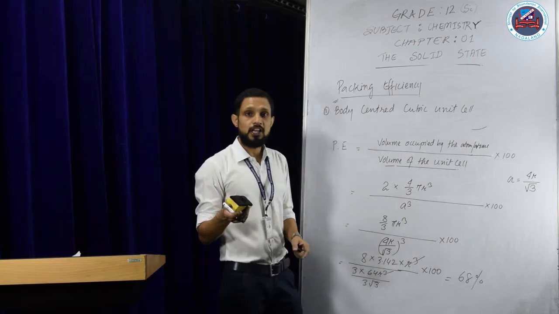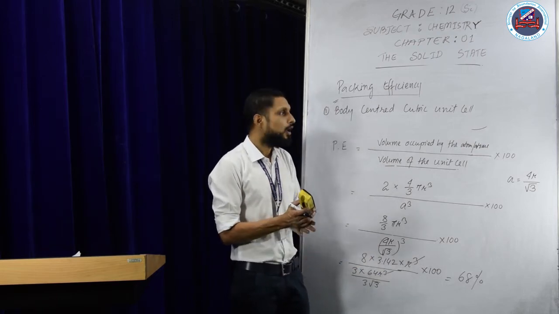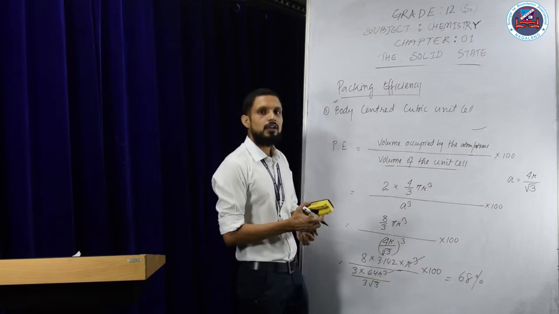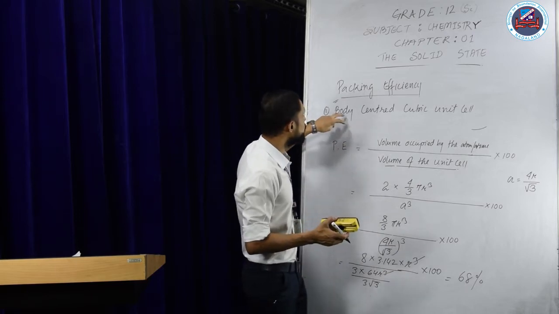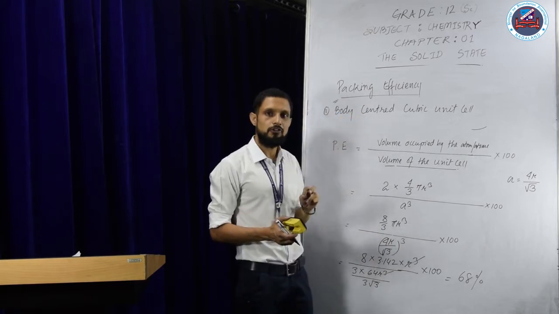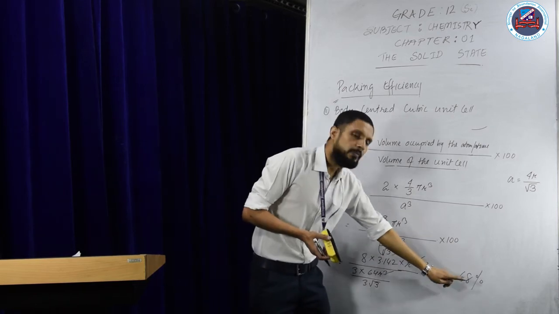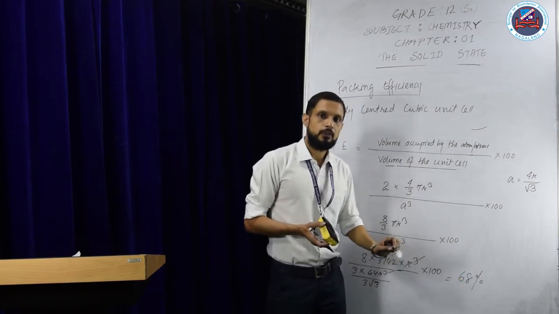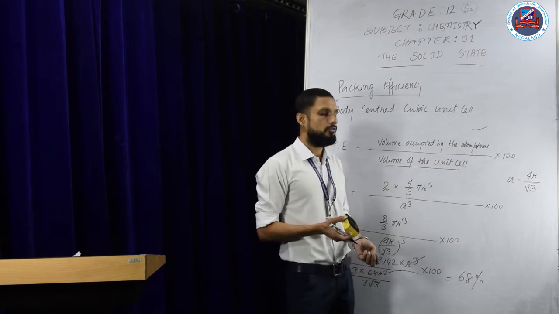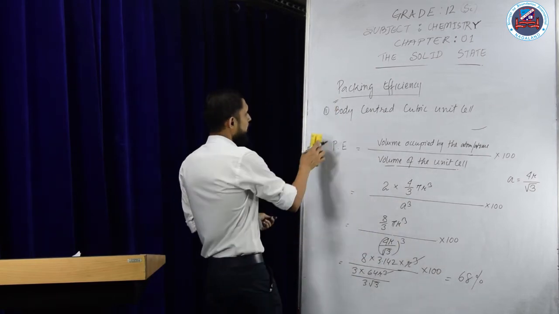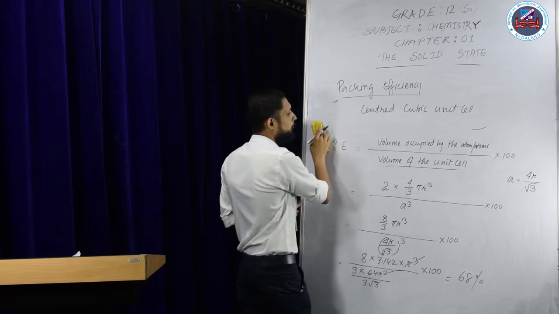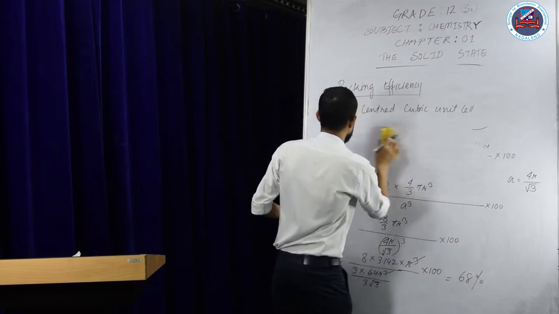In case of simple cubic, it is 52.4%. That means the packing is more efficient in case of body-centered cubic unit cell compared to simple cubic unit cell, because we have less empty space here if you compare with simple cubic unit cell. Next, let us calculate for face-centered cubic unit cell.